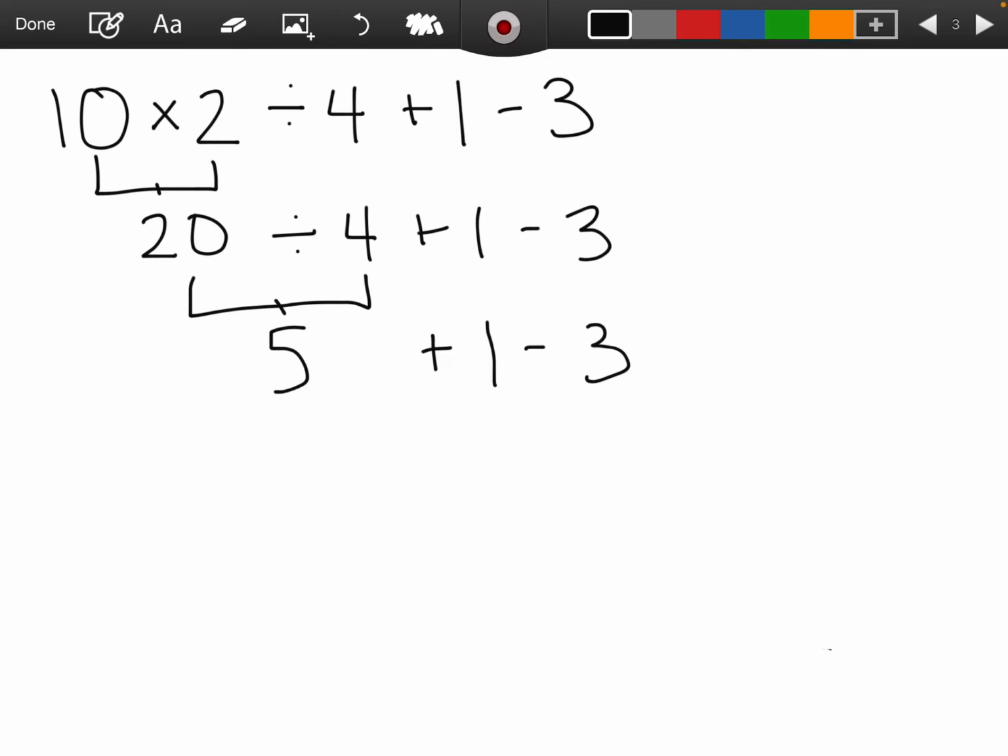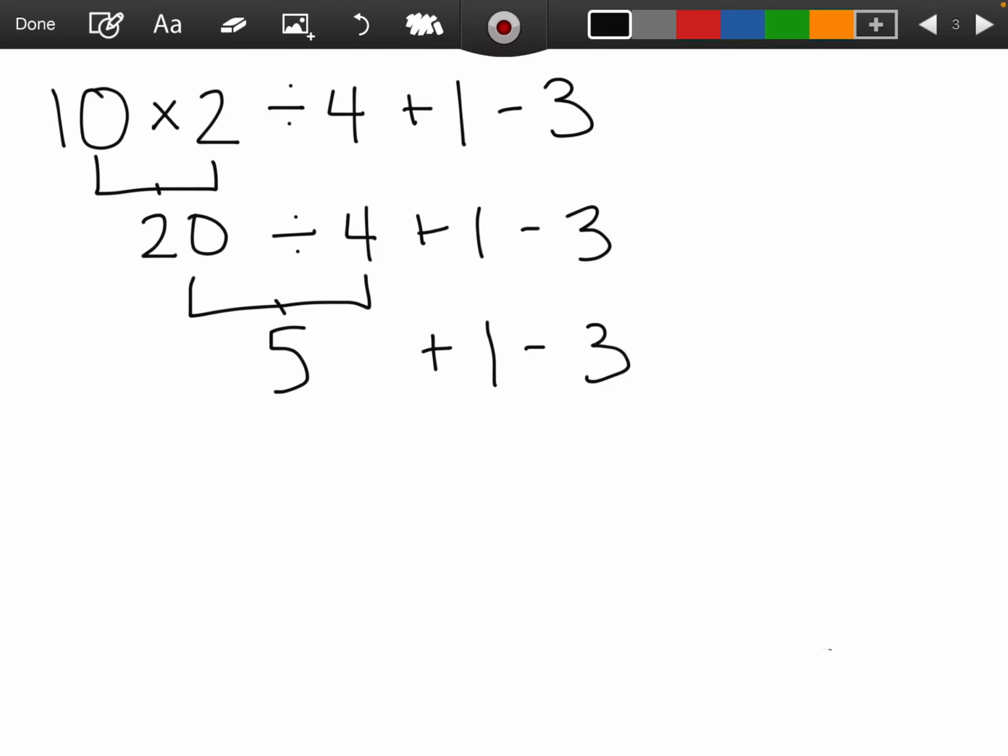Now we're left with 5 plus 1 minus 3. So no more multiplication and division. Now we can move on to addition and subtraction. So we do have one addition and one subtraction. We just have to go from left to right.